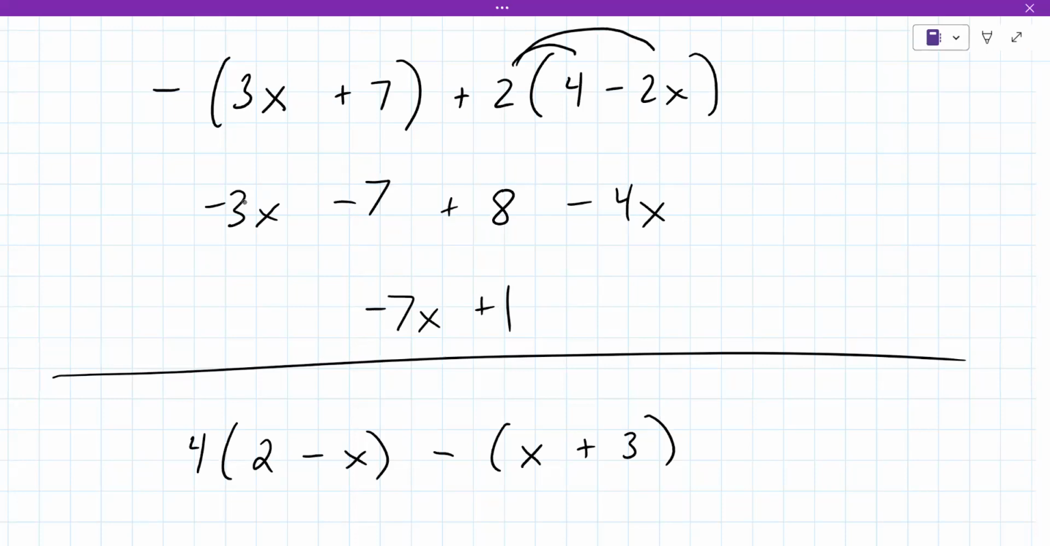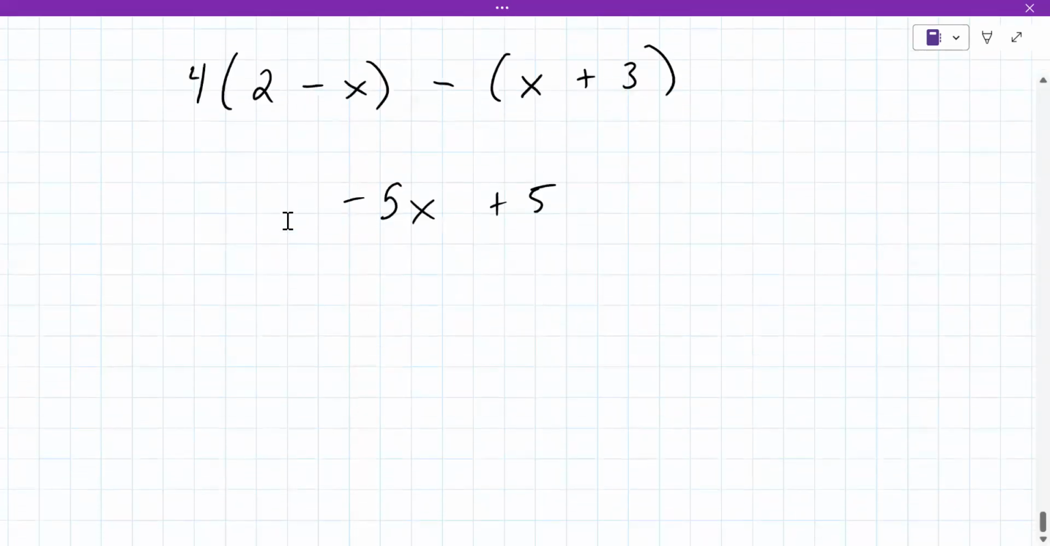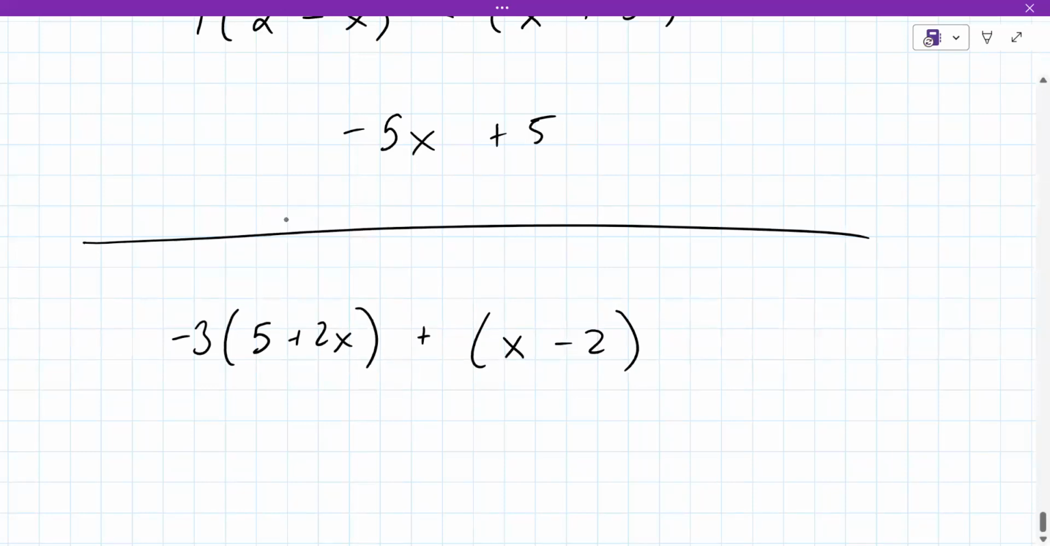Negative 5x plus 11. Negative 5x, pretty good. Ooh, so not plus 11. Double check that part, please. Oh, plus 5. Yes, very good. Let's try one more here. Negative 3, 5 plus 2x plus x minus 2. Okay.